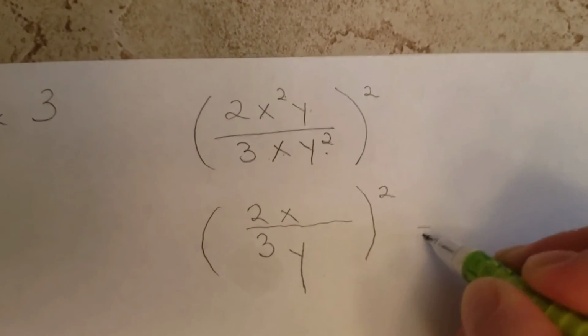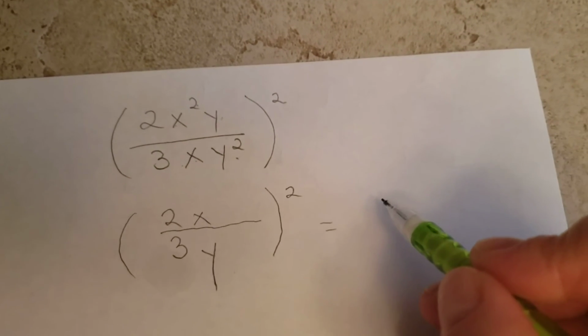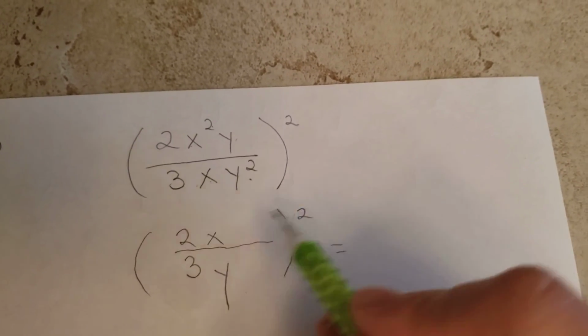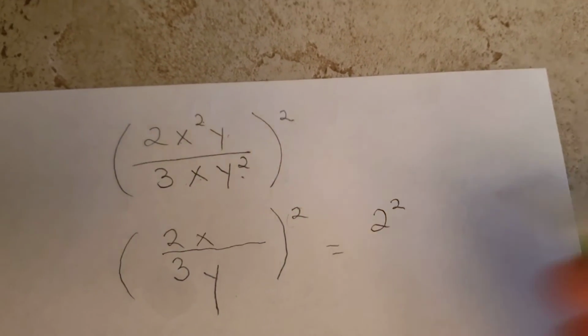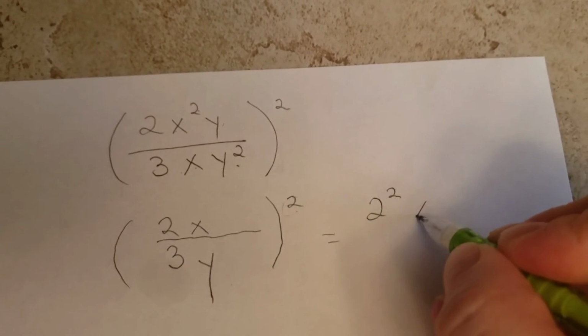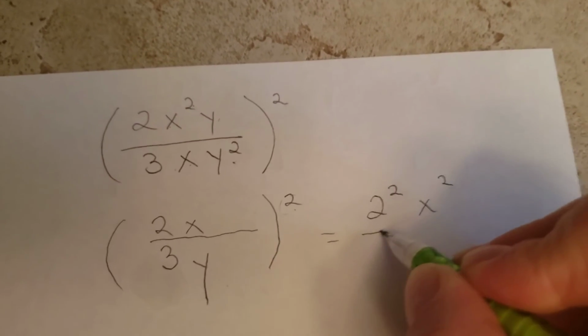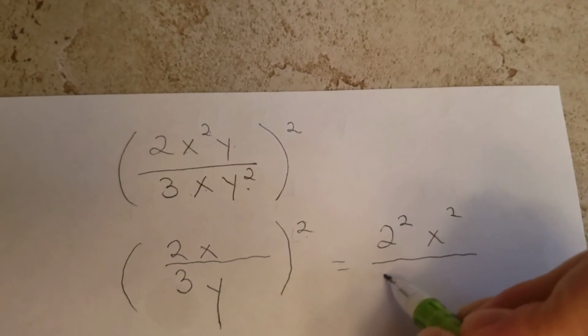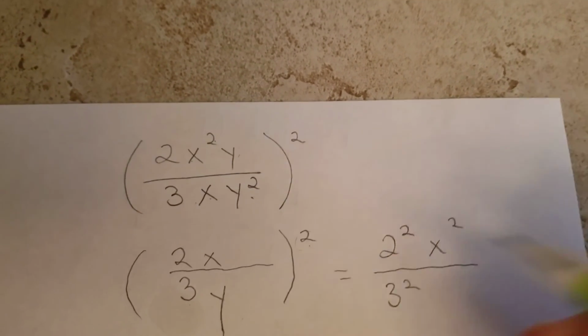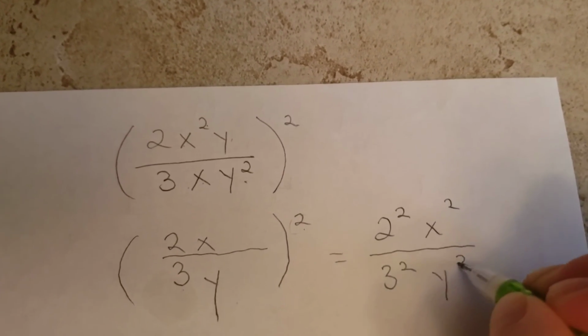So when I square my 2, it says I need 2 sets of 2. So 2 sets of 2 is 2 to the second power. 2 sets of x would be x to the second power. Now the denominator is also getting squared. So 2 sets of 3 and 2 sets of y gives me that.